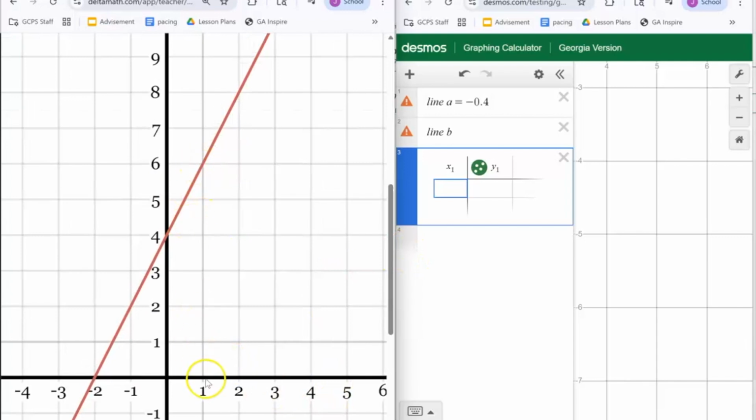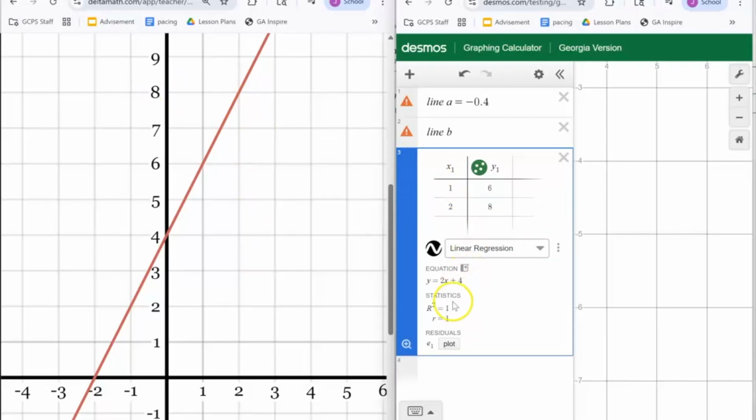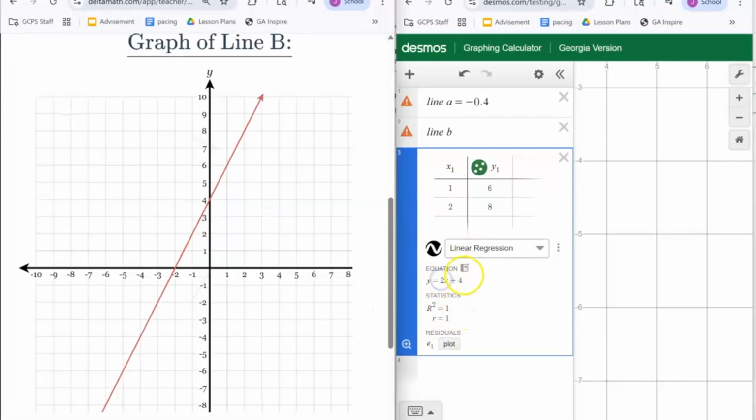So to read this, it's always x and then y. So this is 1, 6. All right, so always use the easy ones though. And the next one is 2, 8. Then I click the flag. Then I click the slope, which is 2.